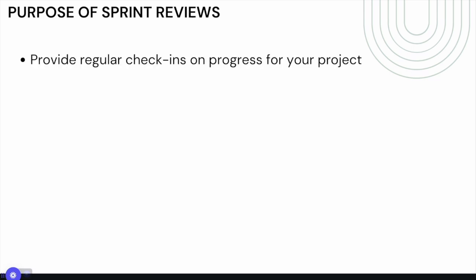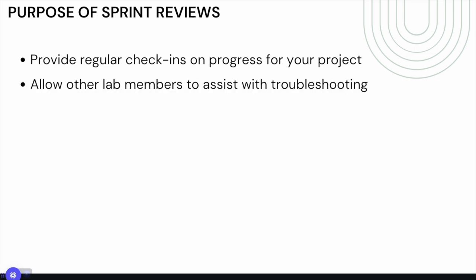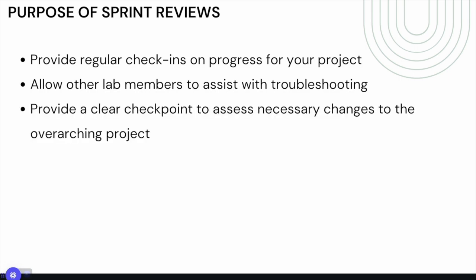The purpose of sprint reviews includes several key aspects. They provide regular check-ins on progress for your project, ensuring that it is progressing as expected and heading in the desired direction. They allow other lab members to assist with troubleshooting. Sometimes knowledge within the lab can significantly reduce the time you spend troubleshooting, and sprint reviews provide an opportunity to access this knowledge. They provide a clear checkpoint to assess necessary changes to the overarching project as it progresses.